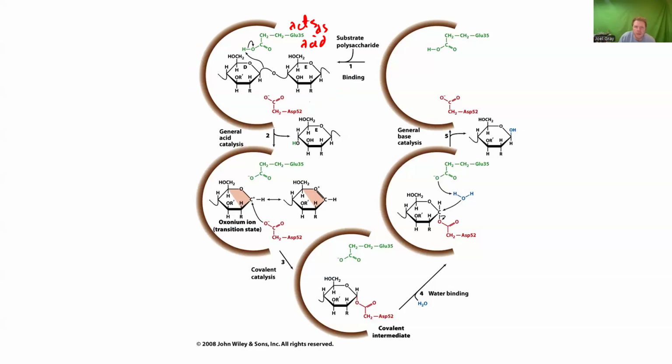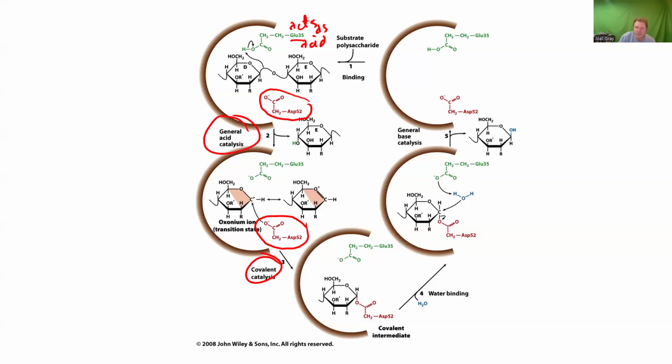Well, let's take a look. Aspartate 52, this is our first shot of it. Then in our next shot, it's negatively charged, and it's swinging up to, wait a minute, a bond between carbon and oxygen? That sounds to me like a covalent bond. So we have this mechanism where we've got general acid catalysis because of our glutamate 35. Then we've got covalent catalysis because of our aspartate 52.